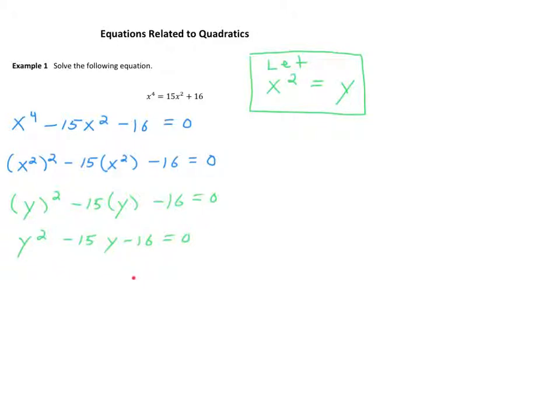I'm now going to solve this thing using all the strategies that we have, and then hopefully figure out what the values of x are that work in the original equation. So it's like a new problem. I want to solve this thing for y. Now how would I do that?